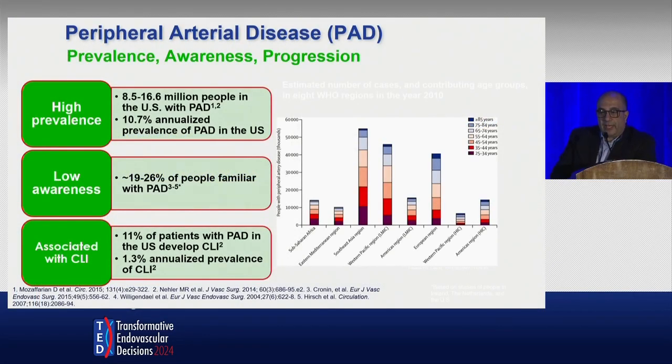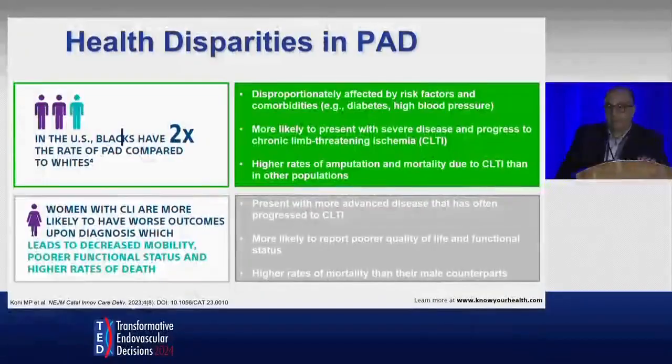As for the scope, almost 16 million people in the US have PAD. There is low awareness. 19 to 26% of people are familiar with their PAD, and 11% of the patients in the US are associated with critical limb ischemia. Also, there is a disparity that we're becoming more and more aware of.